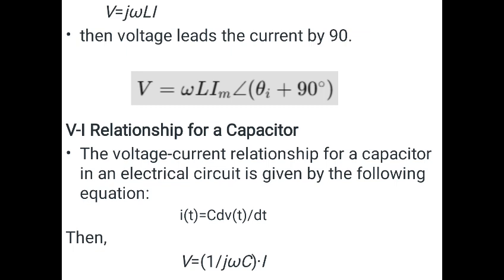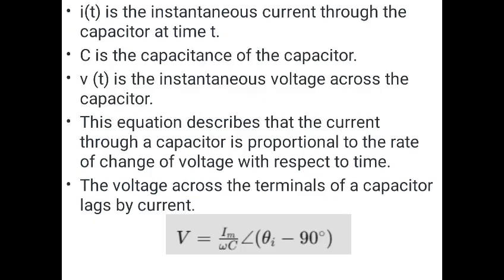Then the voltage equation V can be given as 1/(jωC) times I, where C is the capacitance in farads, i(t) is the instantaneous current flowing through the capacitor at time t, C is the capacitance, and v(t) is the instantaneous voltage across the capacitor.